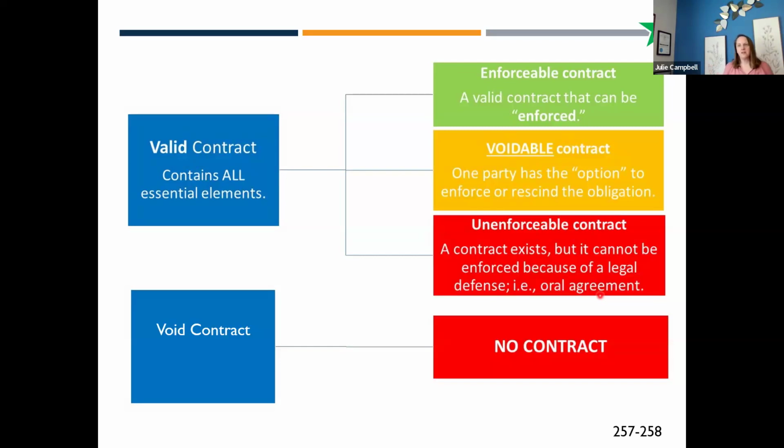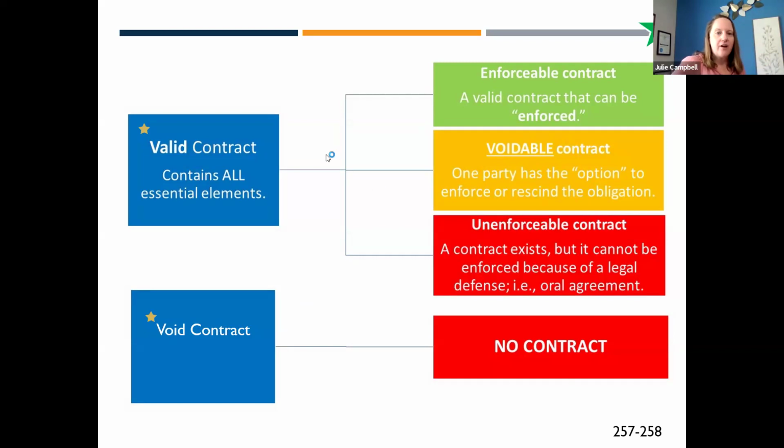So contracts can be one of two things. Contracts are either valid or void. A valid contract contains the essential elements. This is what the judge is looking for. If you hand the judge a contract, they're going to say, is this valid? The judge is going to say, I need to make sure I see those essential elements. We are going to talk about those essential elements next. So contracts can either be valid because they have all the essential elements, or they're void because they don't.